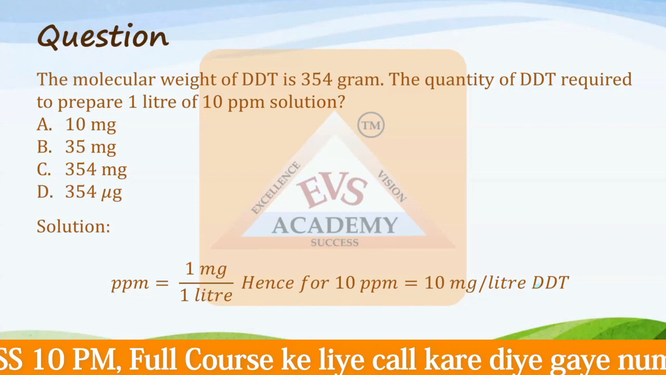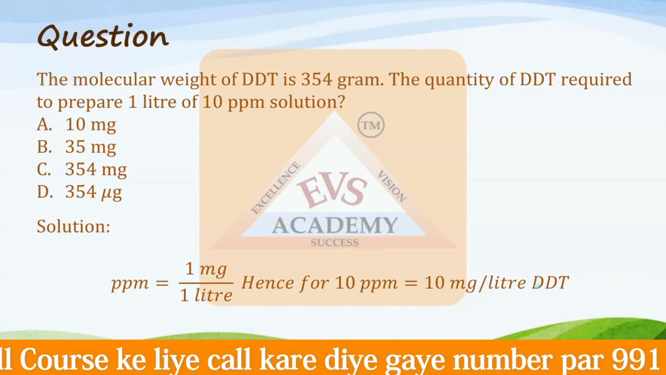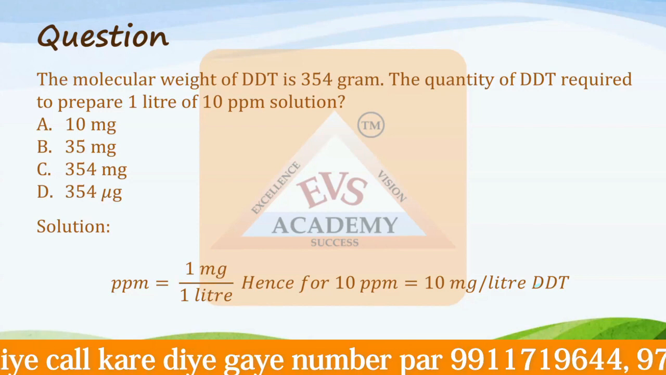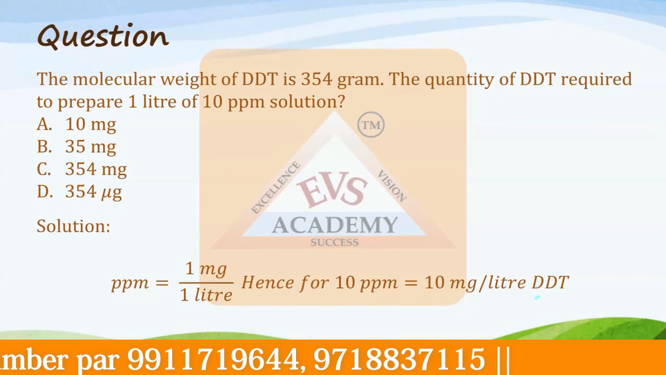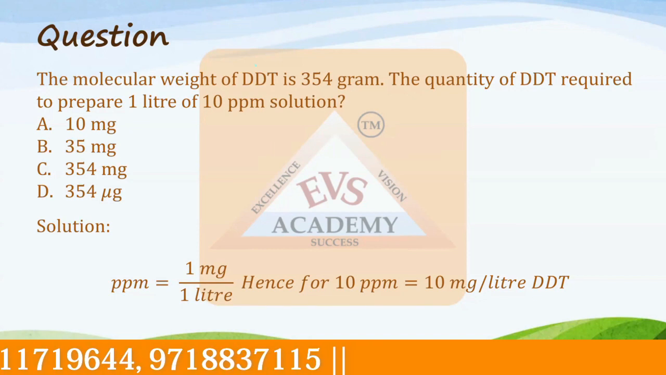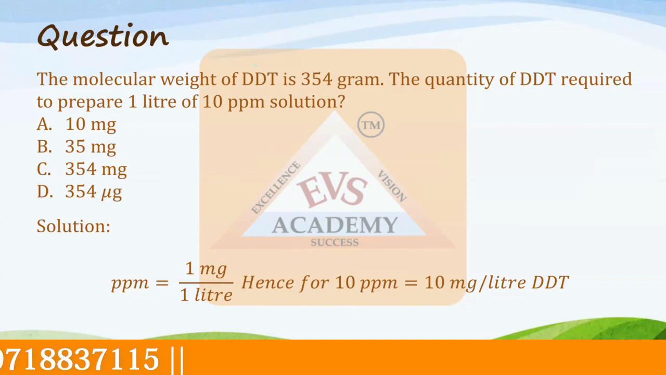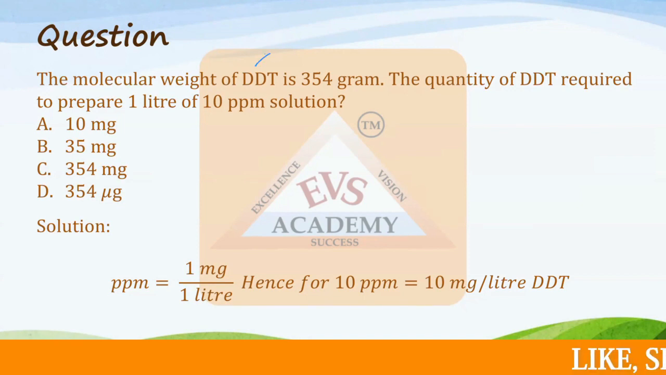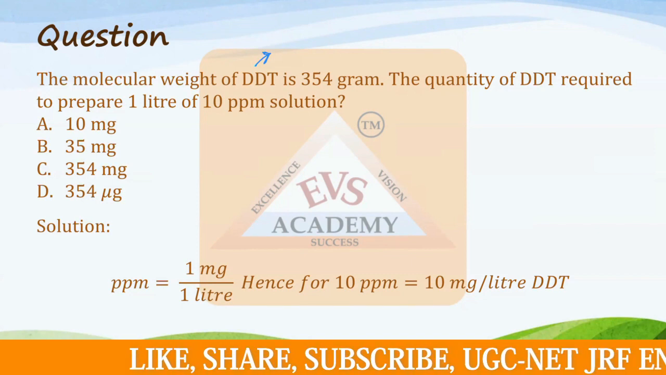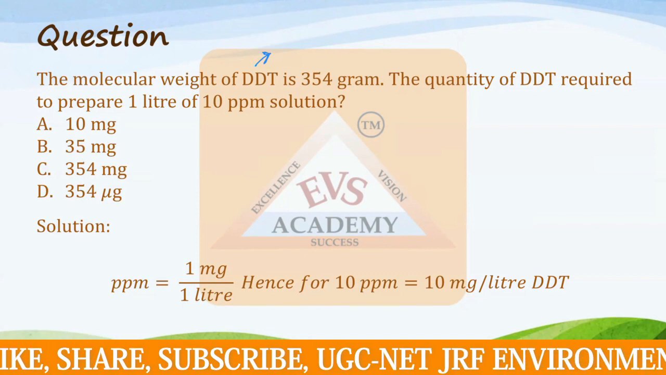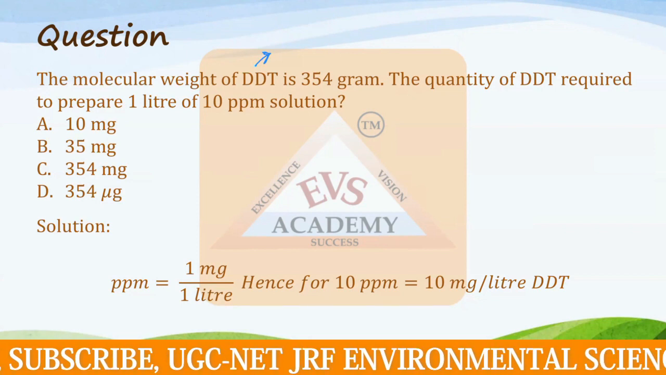Options are 10 milligram, 55 milligram, 354 milligram, 354 microgram. What is DDT? DDT as a chemical, as I have told you, the detailed structure of DDT and the composition of DDT, how it is created, how harmful it is, what is the effect that we will see very detailed in the water pollution chapter. For now, understand that it is dichloro, diphenyl, or phenyl you can say, trichloroethane.